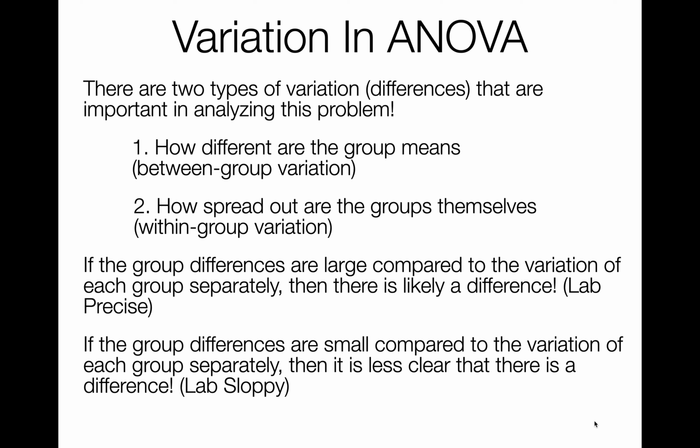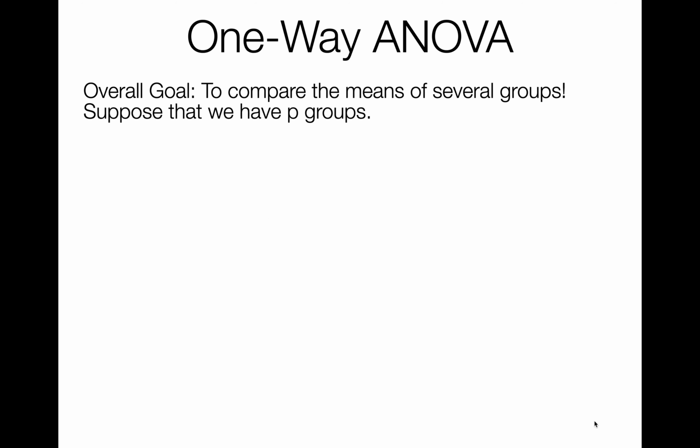It had the same between group difference as Lab Precise, but the variation within each group was much larger, and so it was a less clear picture about what was happening or if there was a difference between those groups. So that leads us to the actual one-way ANOVA hypothesis test that we're going to do. I'll stop the video here and we'll go into that in the next section.